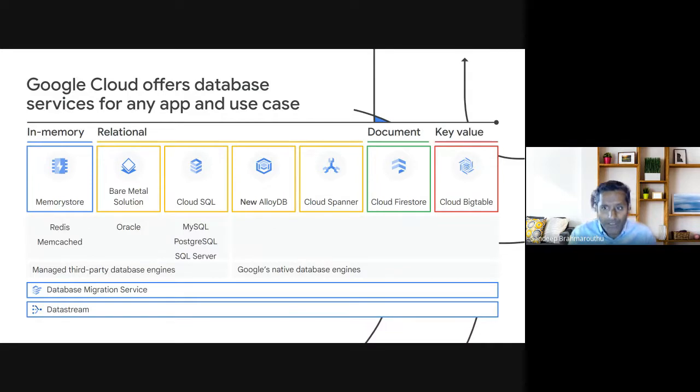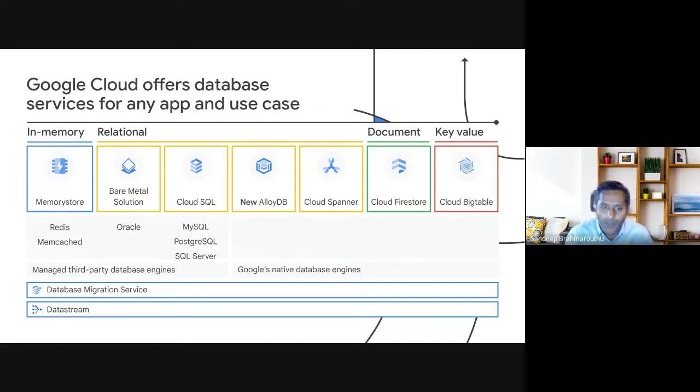AlloyDB is a new database, I should say, that we've recently launched. We're super excited about that. With Cloud Spanner, we're providing the global scale and consistency that our customers are leveraging, along with our document store, Cloud Firestore, and key value with Cloud Bigtable. So our customers truly have an option to select the right database architecture as they're looking to either migrate, modernize, or transform. And we help achieve this by offering the right tooling for our customers, both with our partners as well as Google's own tooling.